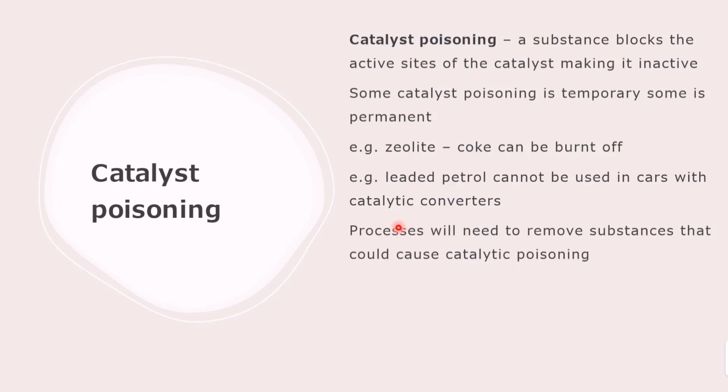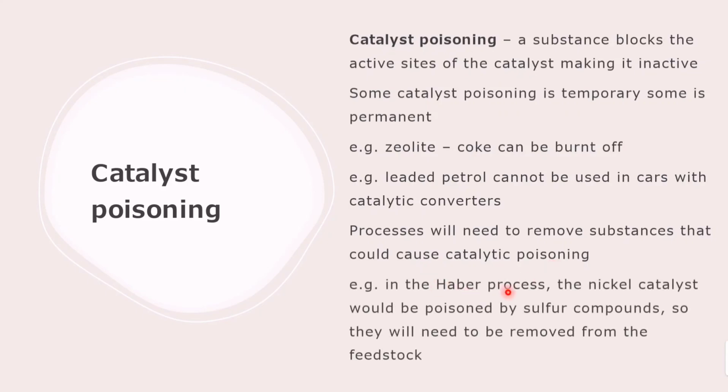And processes which use catalysts will need to remove substances that would cause catalytic poisoning. So, for example, in the Haber process, a nickel catalyst is used, and this nickel catalyst would be poisoned by sulfur compounds. So sulfur would block the active sites, making the catalyst inactive and unable to increase the rate of reaction in our Haber process. So this means that before the process begins, they will need to remove any sulfur compounds from the feedstock to ensure that no catalytic poisoning occurs.